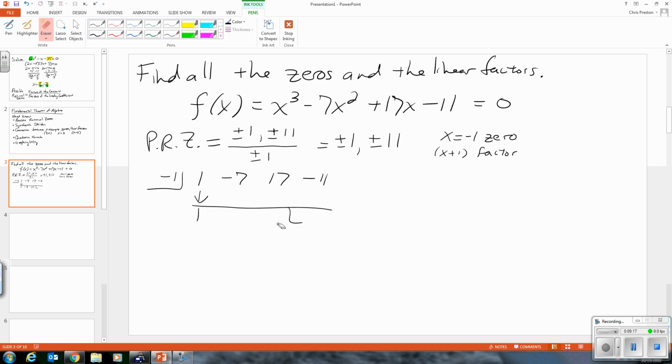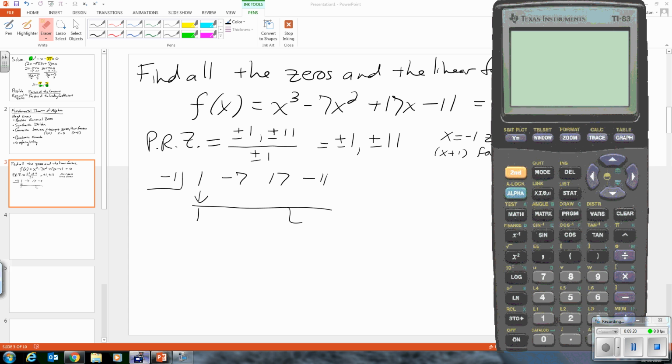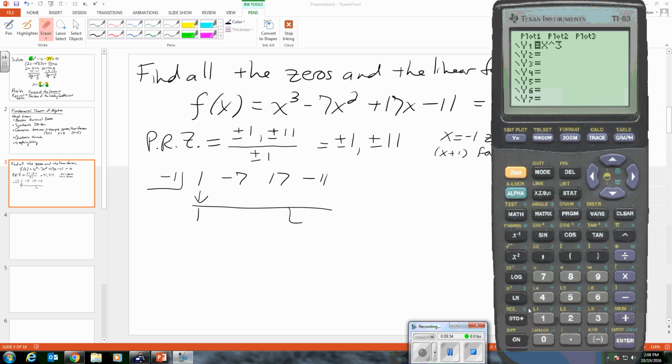Now, if I have a graphing utility, I can do this a little bit better. So let's say I go to my graphing calculator here and turn it on. I'm going to go y equals, and type in this formula: x to the power of 3 minus 7x squared plus 17x minus 11. Enter, and then I hit graph, and it draws me a picture. What I'm looking for is where this hits the x-axis, and it looks like it hits right here at 1.